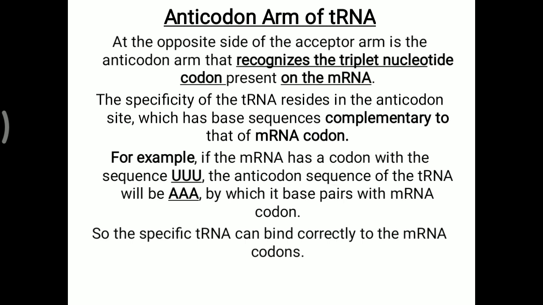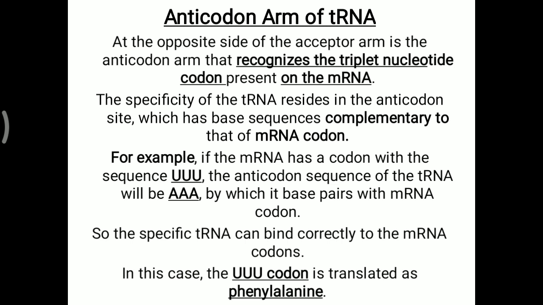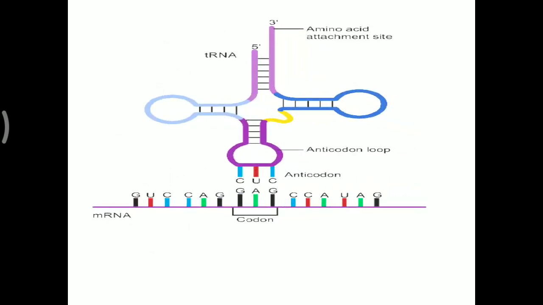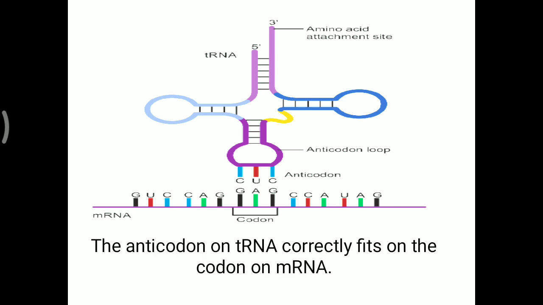So the specific tRNA can bind correctly to the mRNA codon. Now, in this case, the UUU codon on the mRNA is translated as the amino acid phenylalanine. In this picture, it is shown that first there is an mRNA containing genetic codons, and as per that genetic codon, a particular anticodon, with the help of the anticodon arm, the tRNA molecule will attach. So the anticodon on the tRNA correctly fits on the codon on the mRNA. Here, codon on the mRNA, anticodon on the tRNA.